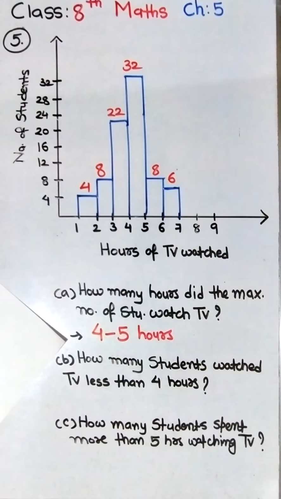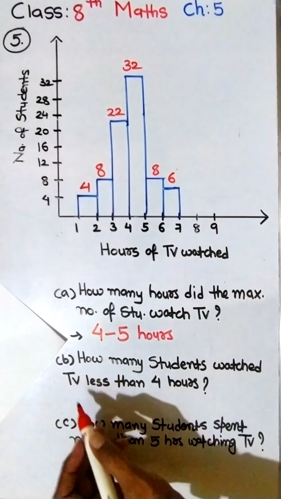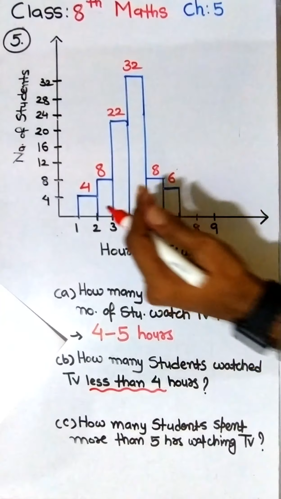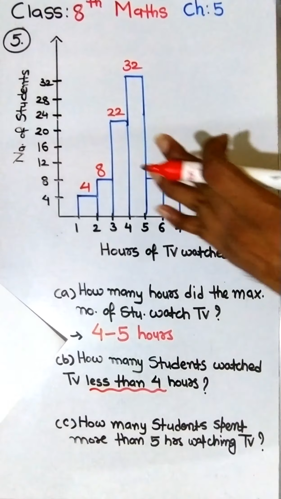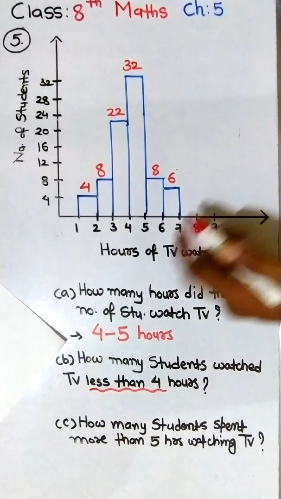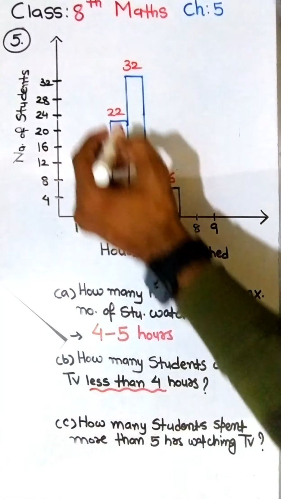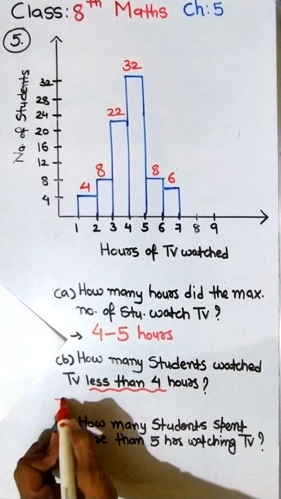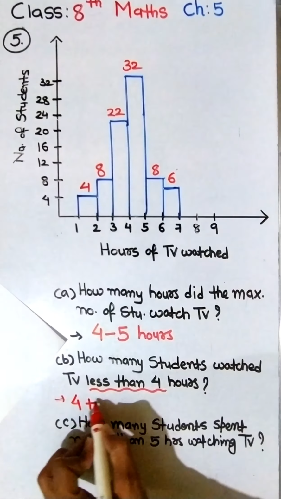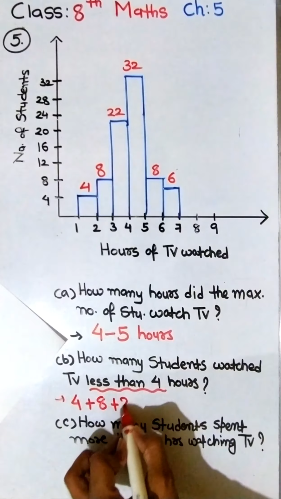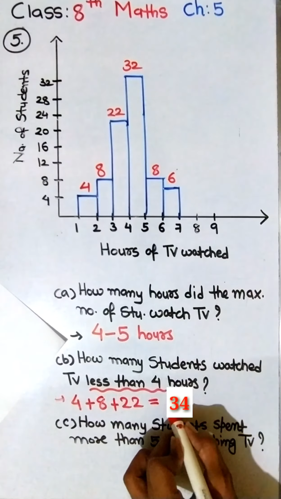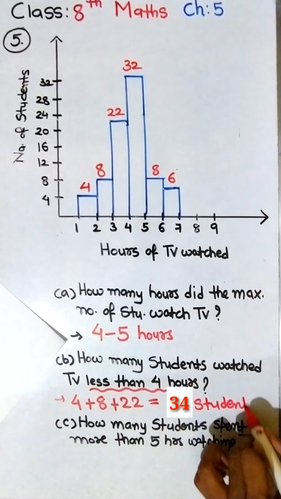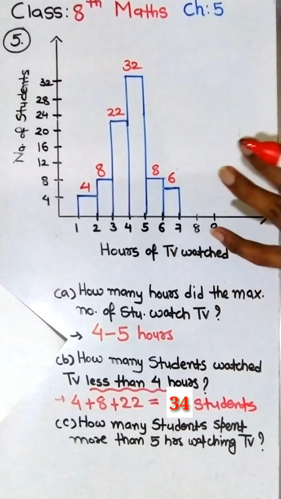The second question is, how many students watch TV less than 4 hours? So we have to add every frequency which is less than 4. So we will have to add 1 to 2, 2 to 3 and 3 to 4. That means we will add 4 plus 8 plus 22. So that will give you 34 students. So that means 34 students watch TV less than 4 hours.